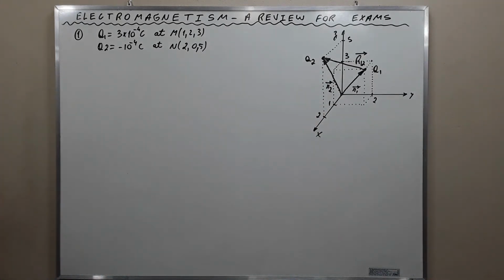Calculate the electric force exerted by Q1 on Q2. If Q1 is 3 times 10 to the minus 4 coulomb, located at M(1, 2, 3), and Q2 is equal to negative 10 to the minus 4 coulomb, located at N(2, 0, 5), in a vacuum. Okay, my friends, this is the exercise. Let's go to the solution.